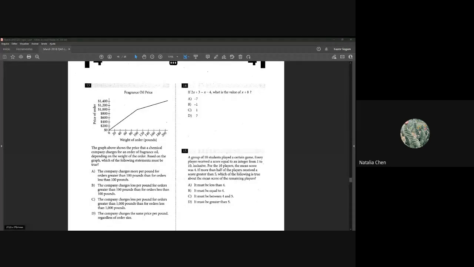The graph above shows the price that a chemical company charges for an order of fragrance oil depending on the weight of the order. Based on the graph, which of the following statements must be true? The company charges more per pound for orders greater than 100 pounds than for orders less than 100 pounds. The company charges less per pound for orders greater than 100 pounds than less than 100 pounds. The company charges less per pound for orders greater than 1,000 pounds.